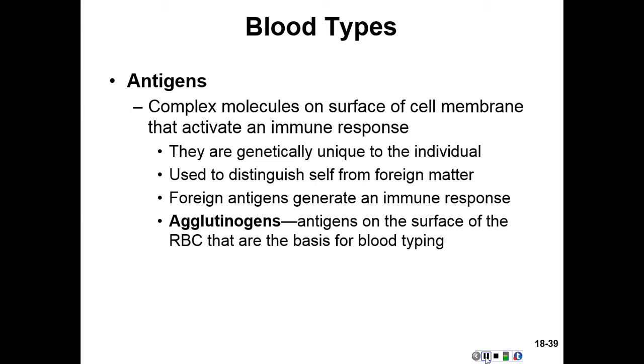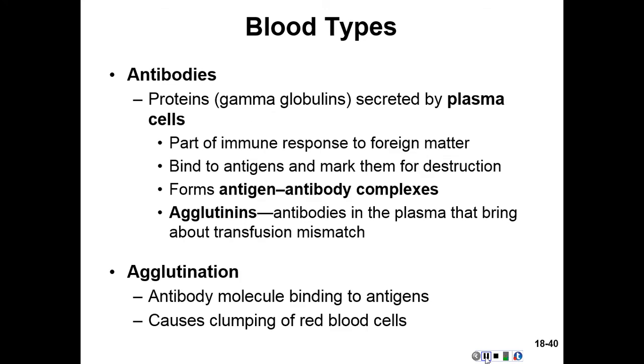Agglutinogens occur when antigens on the surface of the red blood cells are the basis for blood typing. So agglutinogens are the things that we look at in terms of agglutinating, or causing the clumping of, red blood cells if the wrong blood type has been given. Antibodies are the ones that fight off the infection, part of the immune response cells. They form what are called antigen-antibody complexes or agglutins. This occurs when the blood type is given incorrectly. So the molecules combine with the antigens and cause clumping of the red blood cells, or what we call agglutination.